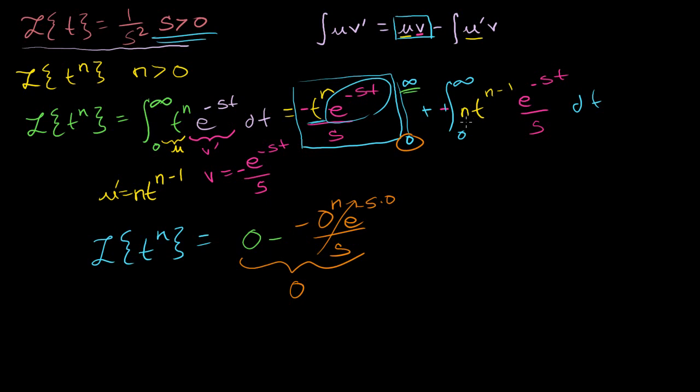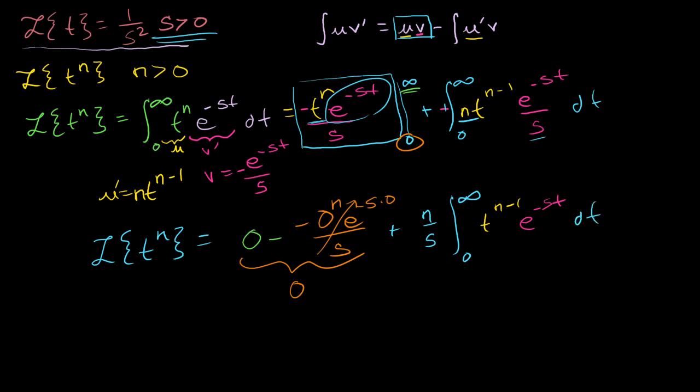So let's take out the constant terms. This n and this s are constant. They're constant with respect to t. So you have plus n over s times the integral from 0 to infinity of t to the n minus 1 times e to the minus st dt.